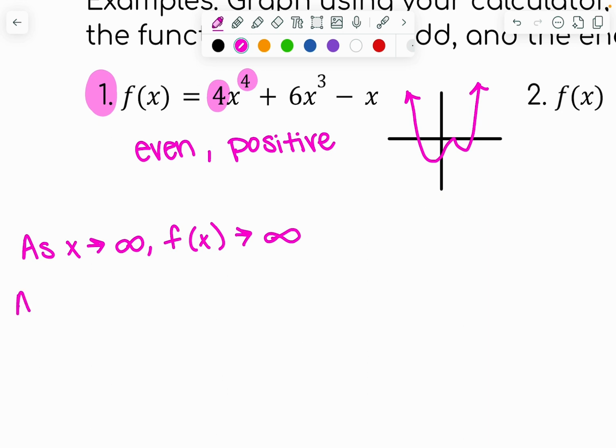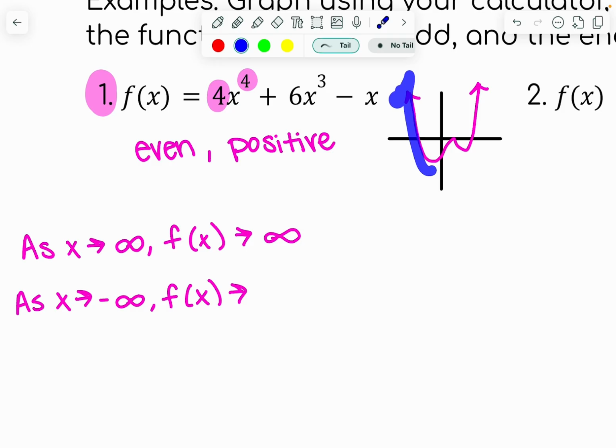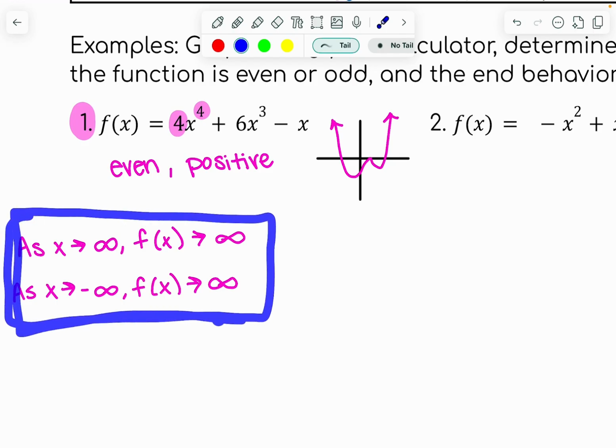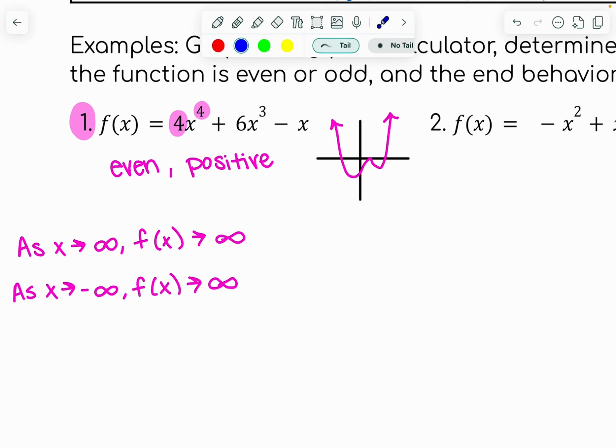And then I do the same thing for the other side. As x approaches negative infinity, what is my function doing? Well, negative infinity goes this way. So as my x's get smaller, is my function going up or is my function coming down? And again, in this case, it's going up. This is what I mean by the end behavior. And yes, you will have to write as x does this, f of x does this.